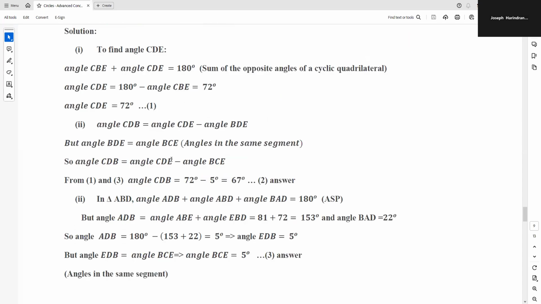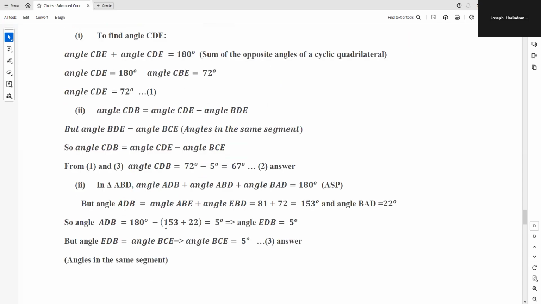Let us see that. See there. This is the thing, the second subdivision here. BDE is the same as BCE, which is angles in the same segment. Angle CDB is equal to angle CDE minus angle BCE. Should be BDE, because BDE is already there. We have substituted for BDE, we have put BCE here, which is 5 degrees, already found in the third subdivision. First we do that, then only you can easily do this.